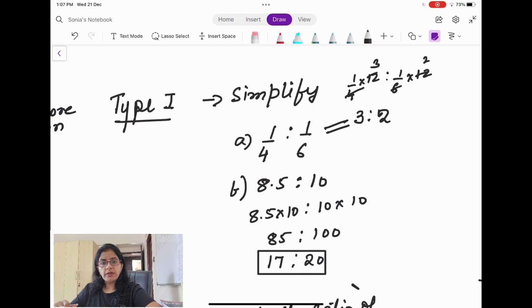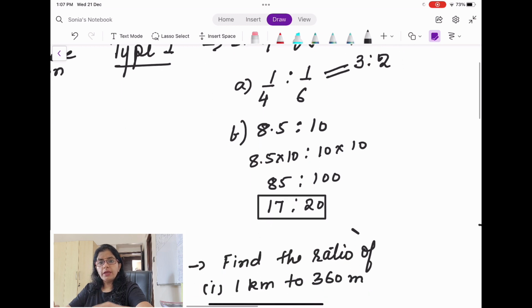Now, let's come to the second type of questions. In your books, there will be questions based on this type. You can solve them, and if in case you don't get it, you come back to these examples again and learn from them. So, the second type.